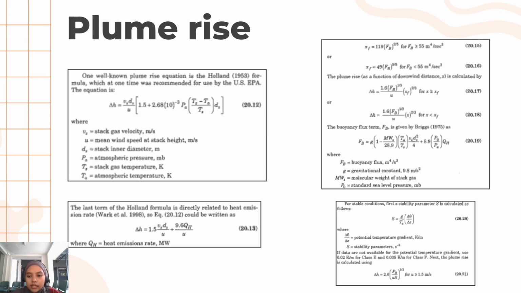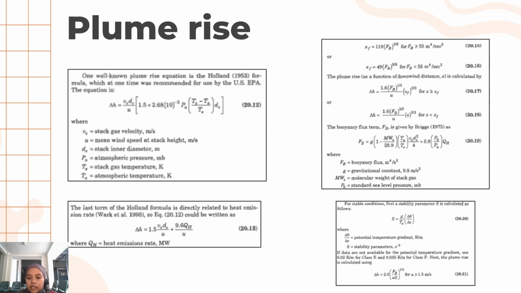The plume rise as a function of downwind distance, which is x, can also be calculated by using equation 20.17 or 20.18. Next is the buoyancy flux term, which is Fb. Below is the formula given by Briggs for the buoyancy flux term that can be used, which is equation 20.19.